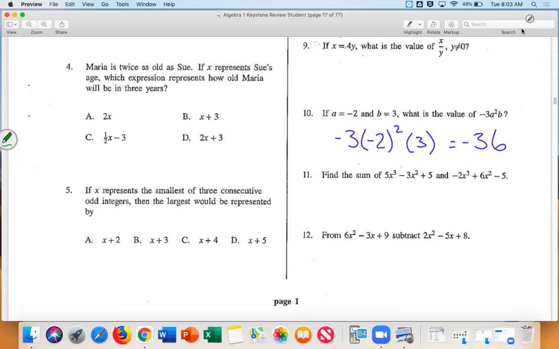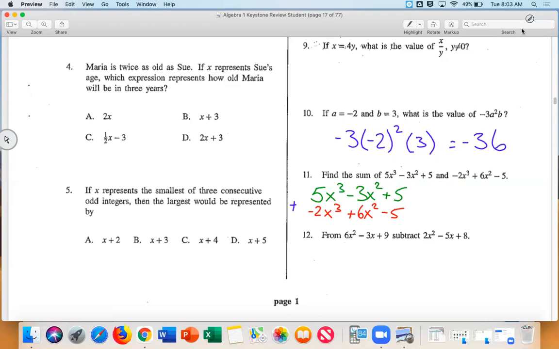Okay. So sum means to add. So I want to add these two polynomials. So we have 5x cubed minus 3x squared plus 5. And I'm going to add to that -2x cubed plus 6x squared minus 5.